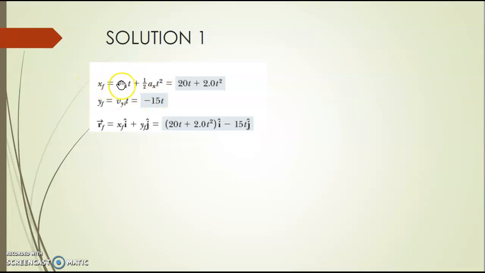So for the x component, that's 20t plus 2t squared. And for y final, we have negative 15t. If you combine them, we're going to have this answer.